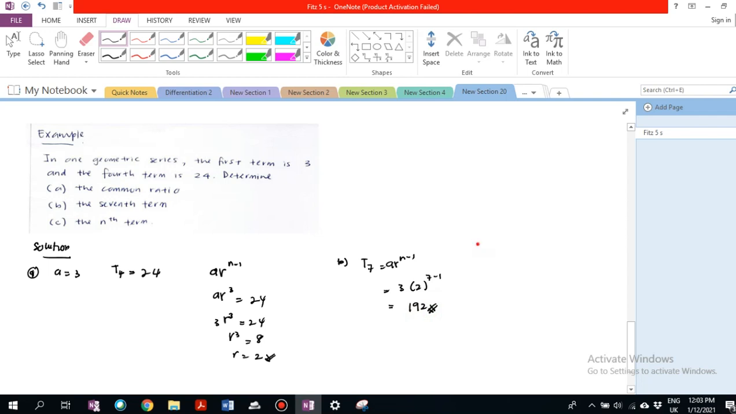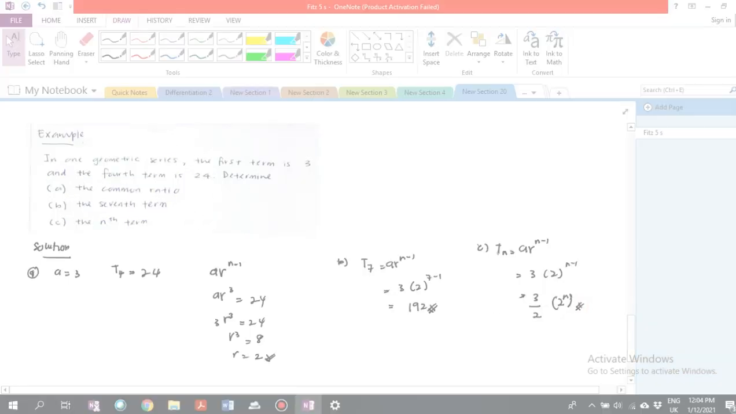And the third one, the nth term. So it's Tn, which is A R to the power of n minus 1. Here A is 3 and R is 2, so we get Tn equal to 3 times 2 to the power of n minus 1, which is about 3 over 2 times 2 to the power of n. Okay.